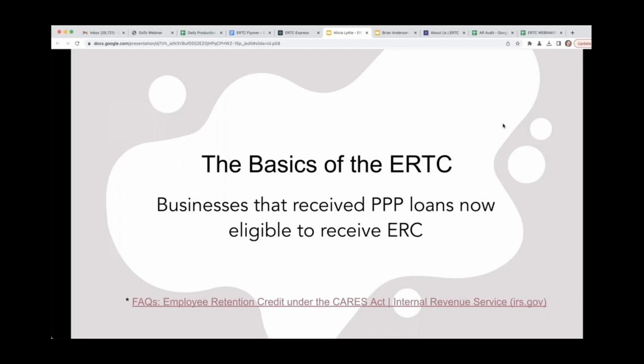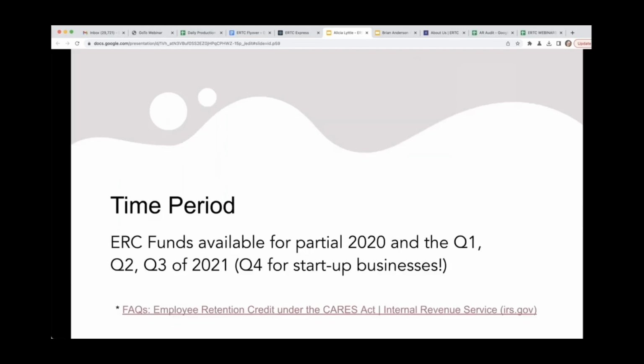So I want you to imagine businesses could get this free money for a period of time from 2020 to 2021, right? Six quarters for most businesses. There's caveats and exclusions, but six quarters for most businesses. Quarter, three months. Yep, like January to March would be quarter one.